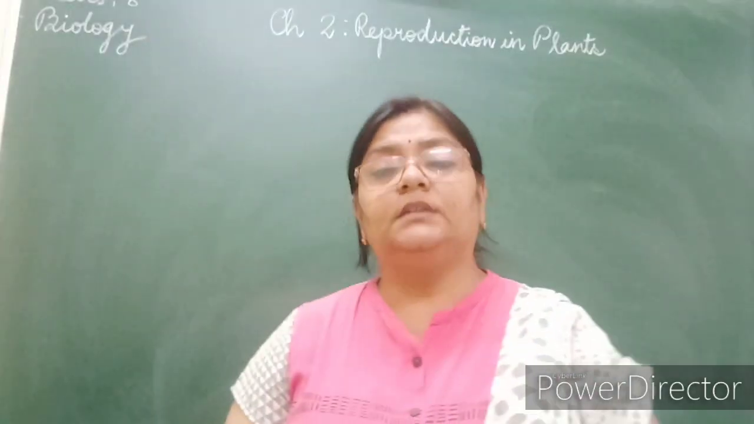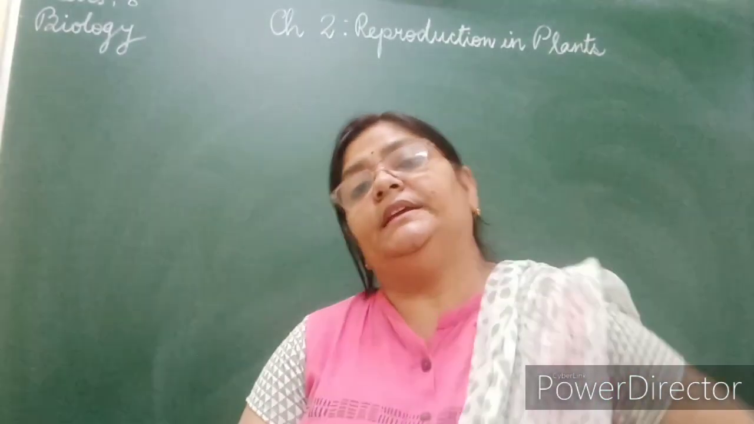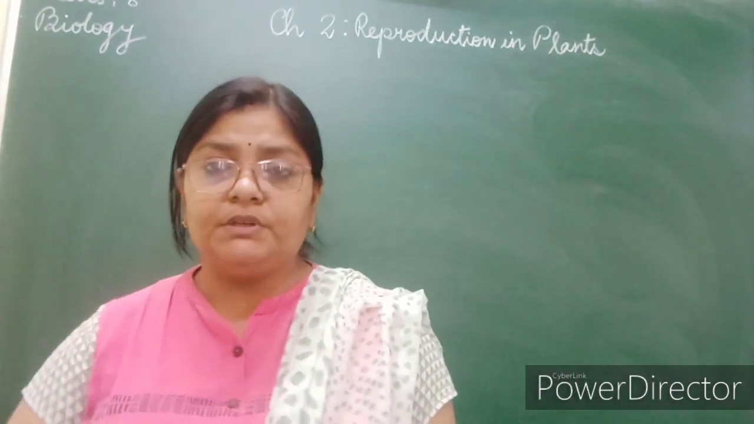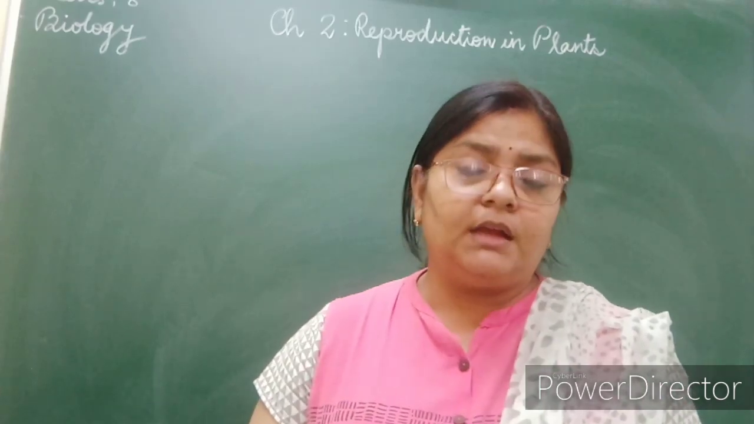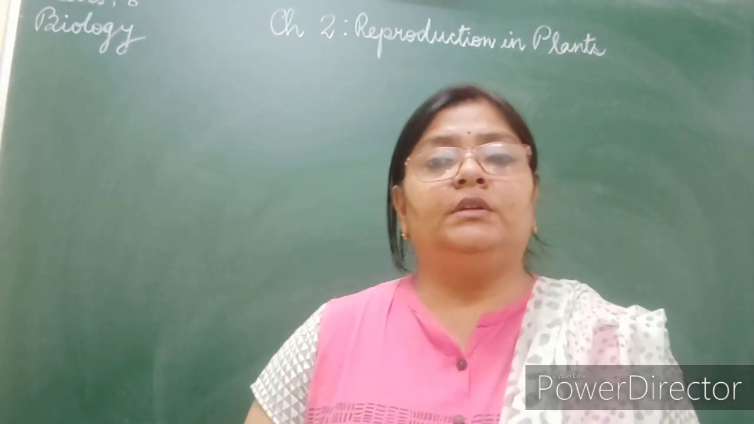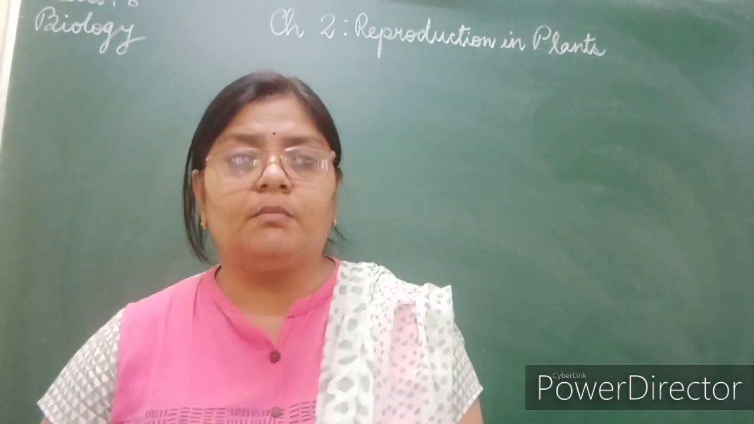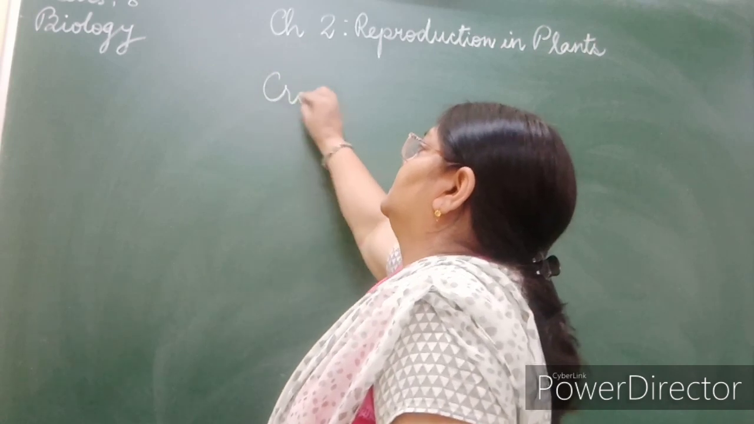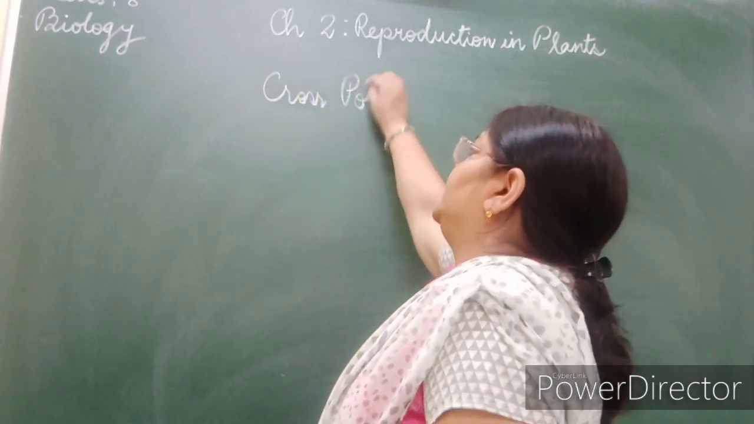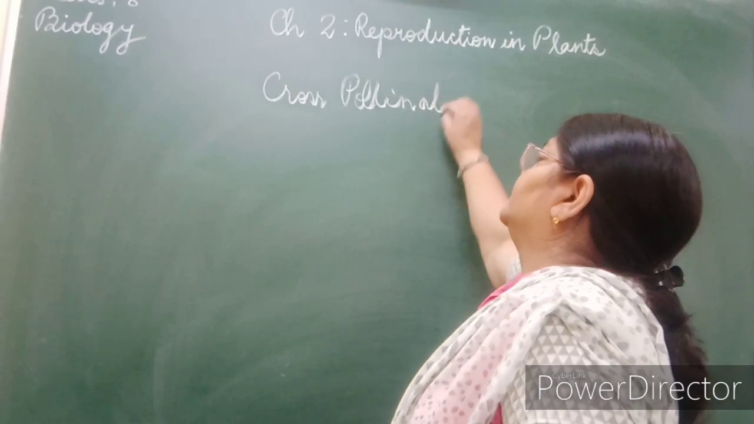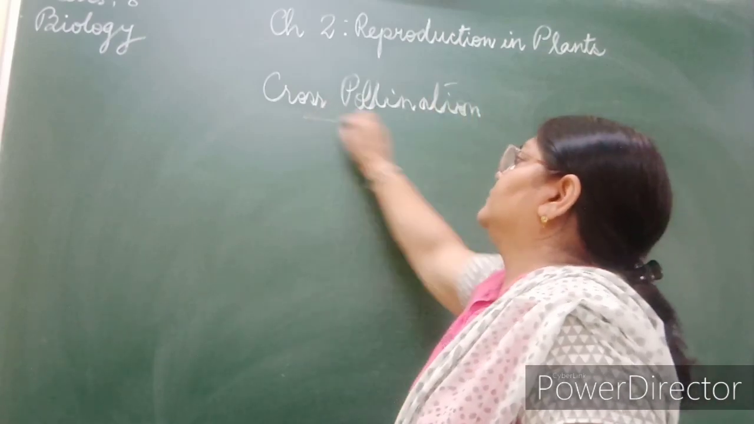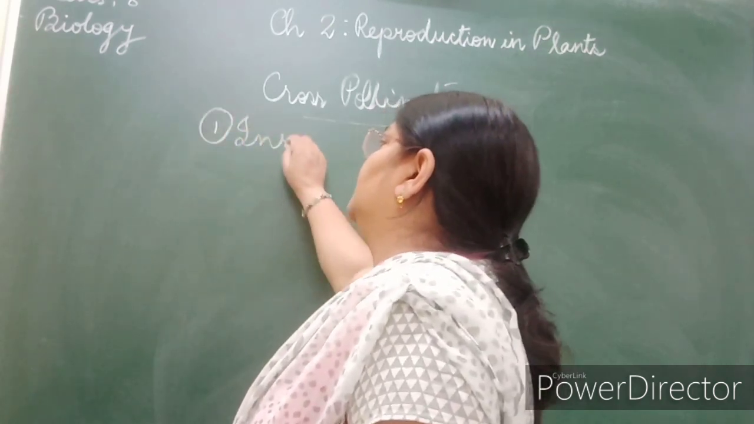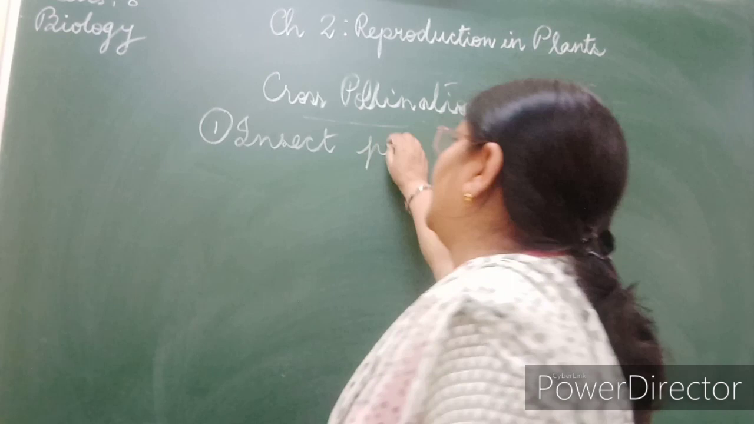As we know now, for cross-pollination, external agents are required. So depending on which external agent, there are some particular characteristics that the flower bears or that are seen in them. We will talk about that now. For cross-pollination, there are external agents to start with. Let's talk about insect pollinated flowers.